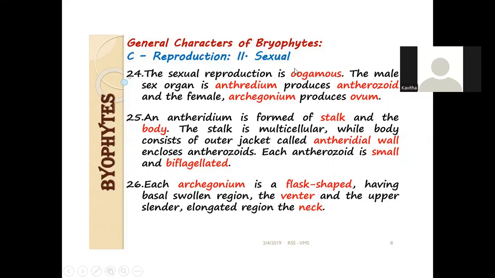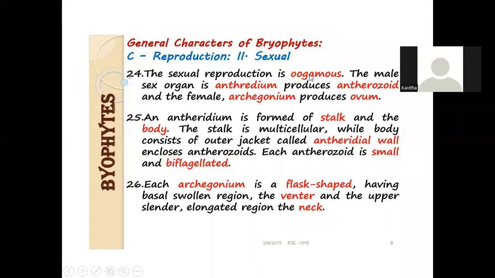So what are the sexual organs? Here the sexual reproduction is of the oogamous type. What do you mean by that? Oogamous means the formation of two different sexual organs, one male and another a female sexual organ. The two sexual organs are morphologically, in appearance, and physiologically, functionally, separate. That is why that type of reproduction is called oogamous reproduction.